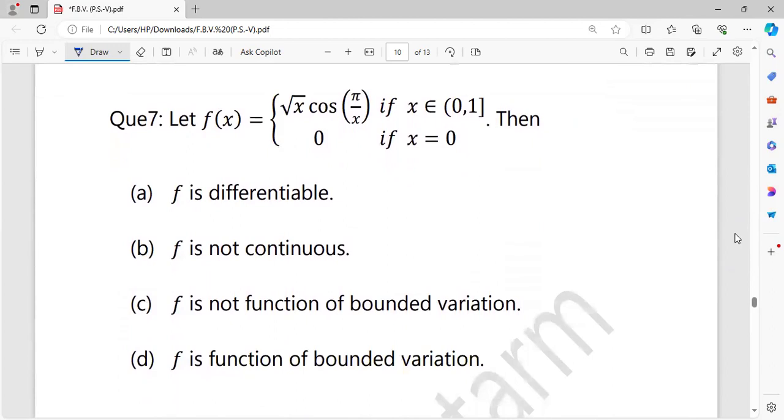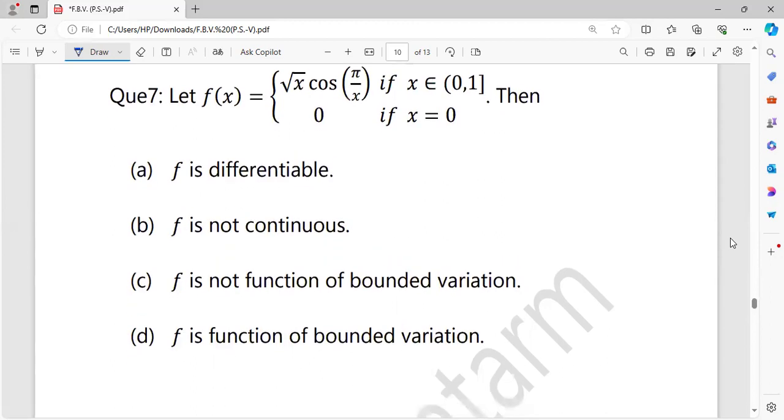So again, you can check that f is not a differentiable function. Question number 7. You can check f is not differentiable because f is not differentiable at 0. Now you can check f is continuous. So option B is not correct. Now option C is f is not a function of bounded variation. D option is f is a function of bounded variation.